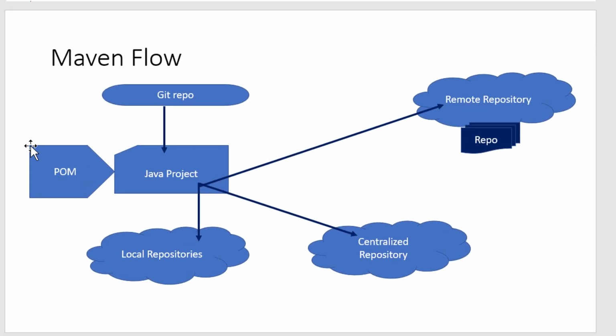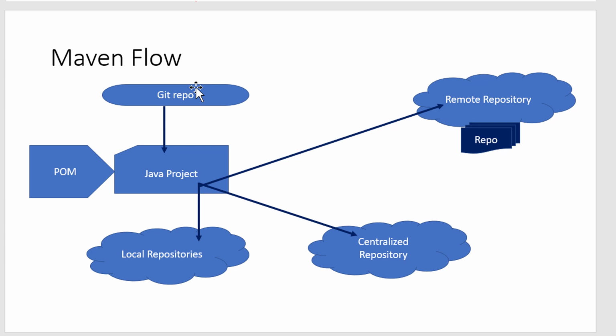Once I define the POM file, the Java project or any project that I have may have a number of dependencies to get compiled. So what Maven does, based on the POM file that I have provided, is check the local repository as a part of the project, whether the library is available or not. If it is not available, I may have a centralized repository which is the standard for the organization or for that specific project. From there, it will pick the library.